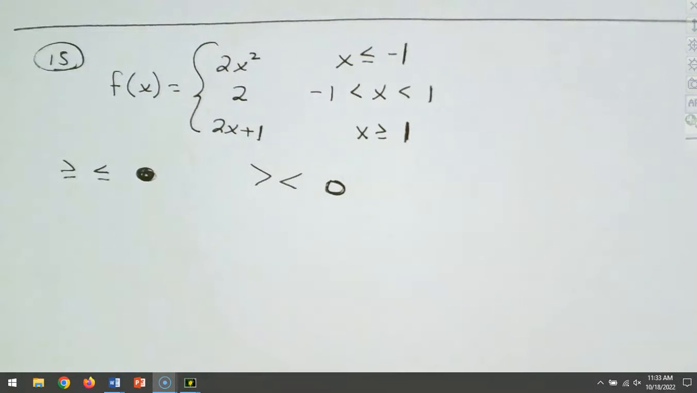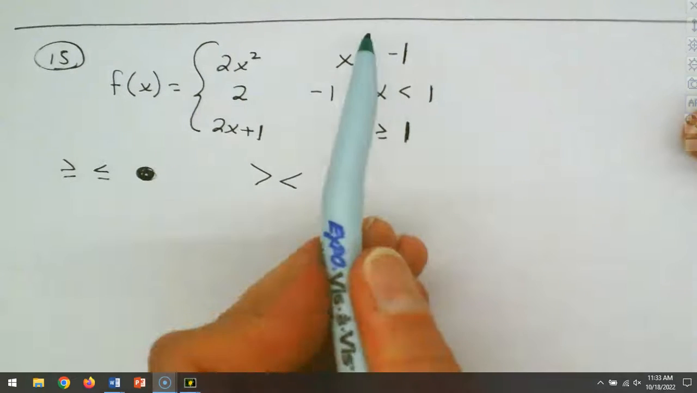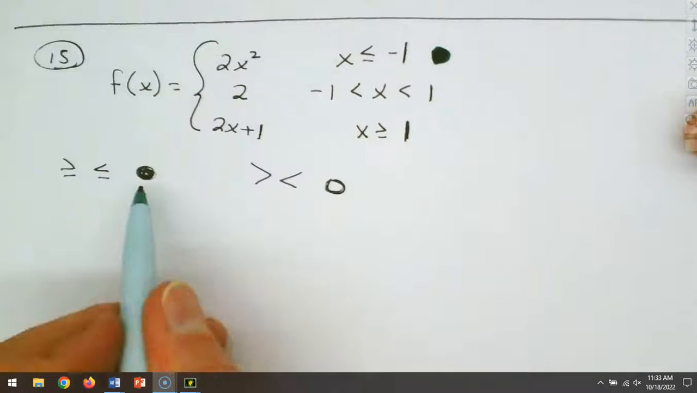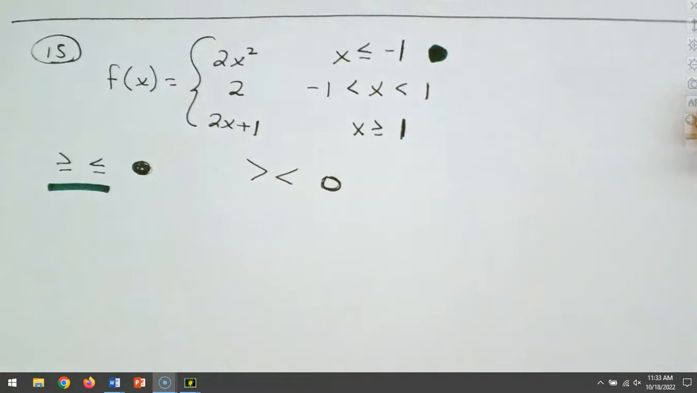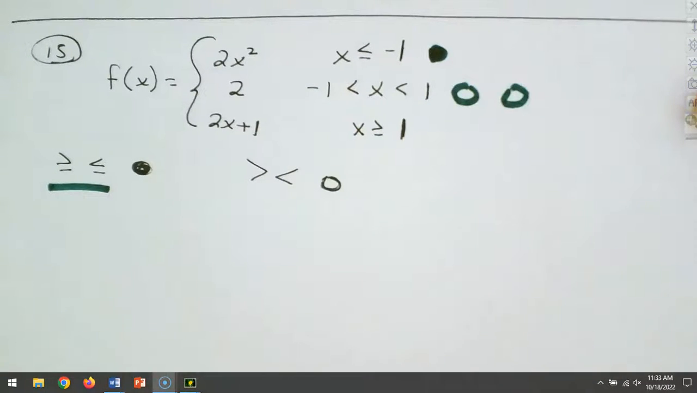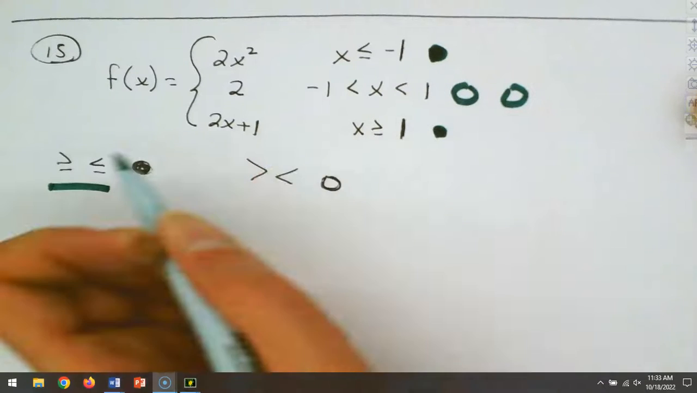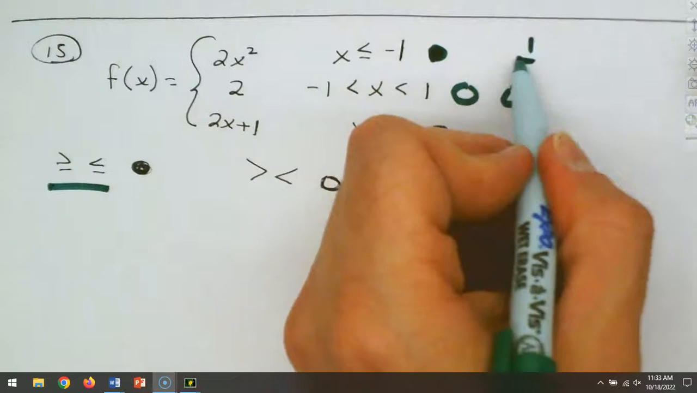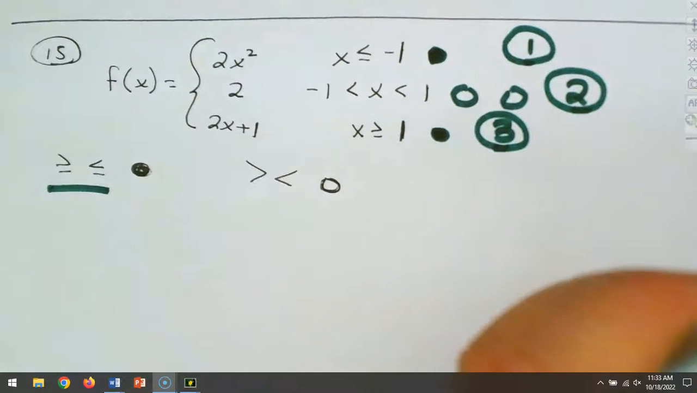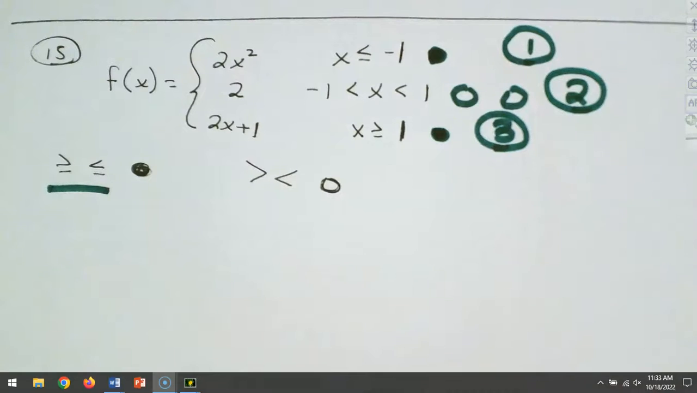So the first thing I'm going to do is figure out what gets what. So this one right here, closed circle, right? Closed dot. Why? Greater than or equal to, less than or equal to. What about this one, the second? Both sides are open, aren't they? And the last one, what does it get? Closed circle. And this is going to be row 1, row 2, and row 3. This is called a piecewise defined function because it's done in separate pieces or parts. Okay, so there's 3 different parts.